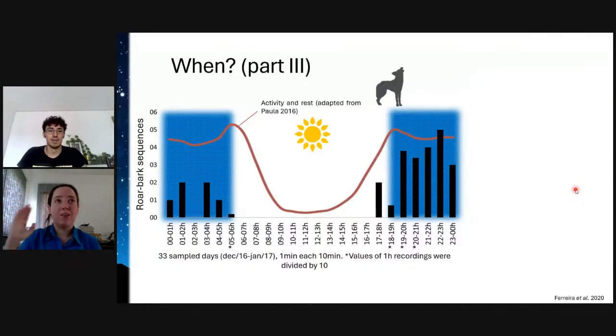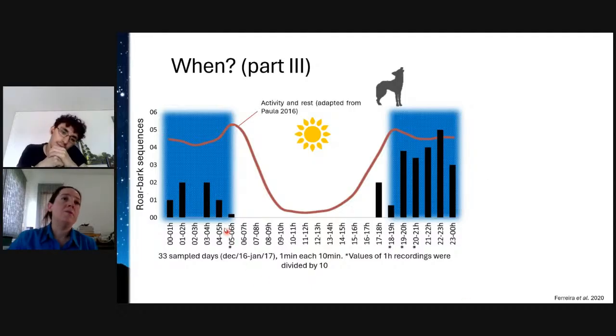Finally, the third part of the answer to when, you can look at diel patterns. And what we found is that it is crepuscular, especially at dusk and the first half of the night. It's very vocally active, and less so in the second part of the night, and almost nothing during the day.